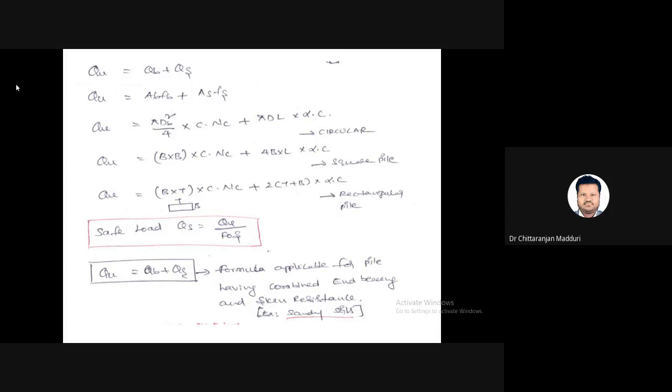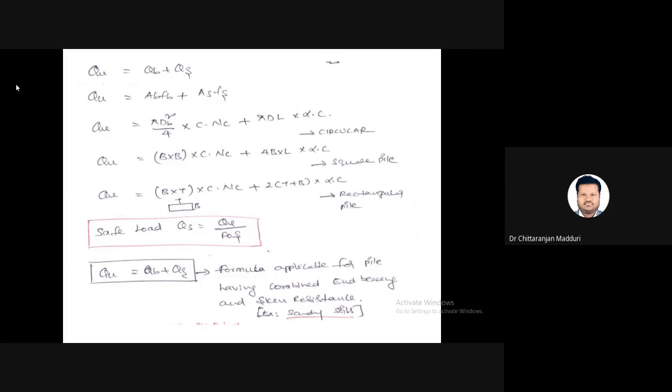Suppose it is a square pile. The area of the pile at the base is equal to B into B. The bearing capacity is C into NC, and the surface area is equal to 4B into L, into alpha into C. For the ultimate load carrying capacity of a rectangular pile, just the area changes: B into the length of the pile, and the perimeter is equal to 2 into the width of the pile and the length of the pile. The average undrained shear strength is equal to alpha into C, and the bearing capacity at the bottom of the pile is equal to C into NC.